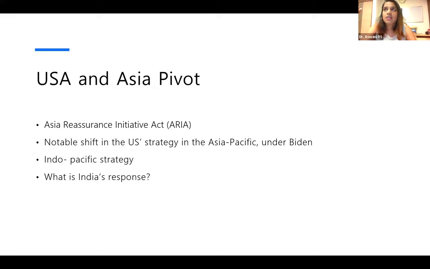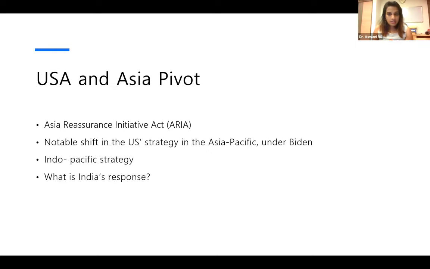So this authorized around $1.5 billion that the US would spend on a range of programs in East Asia and Southeast Asia, East Asia including Australia and Japan, to develop a long-term strategic vision of the US as a comprehensive, multifaceted, principled US policy for the Indo-Pacific region. Now, what is this Indo-Pacific region, right? For the US, now that we're talking about the US and its Asia pivot.